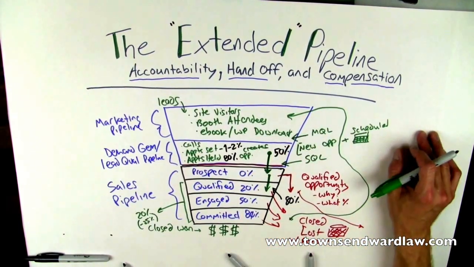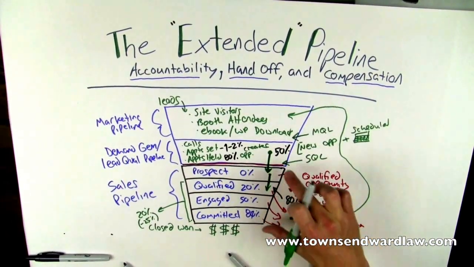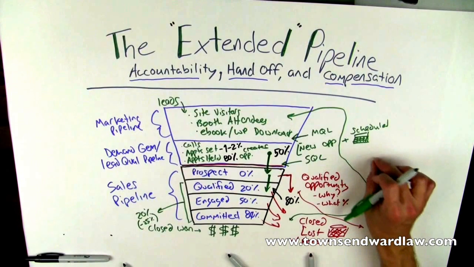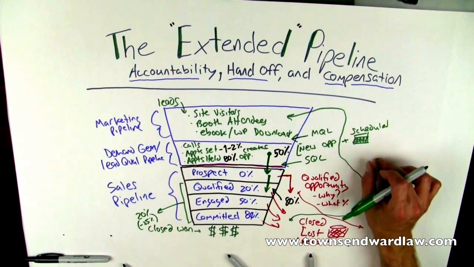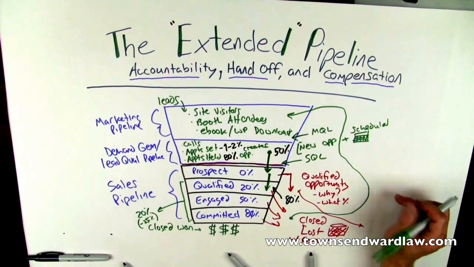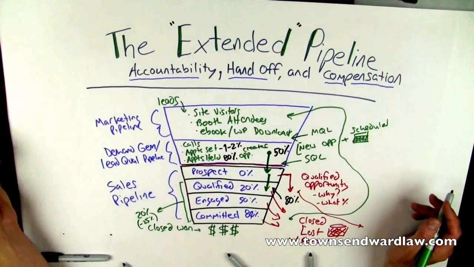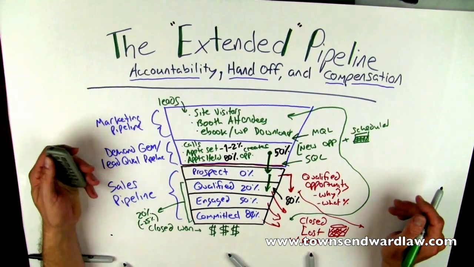So I hope this is helpful in understanding both how marketing and lead qual or demand gen and sales work together, how these components hand off to one another, and also how you can measure that in a very effective way to get some good data and see if your pipeline is building to a successful month, quarter, year, etc.